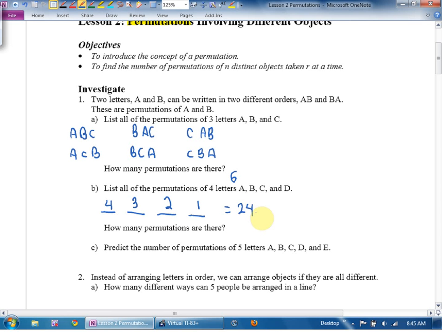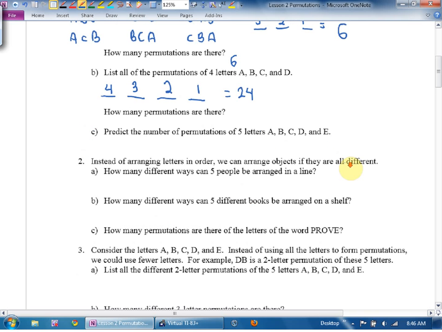Now let's see. Let's go back and test it with our three-letter case. See if it works there, because three letters, we listed them all. How many choices would I have for the first letter? Three, then. Does that give us six? Ah. That's way faster than listing them.